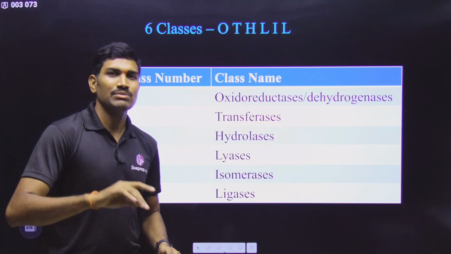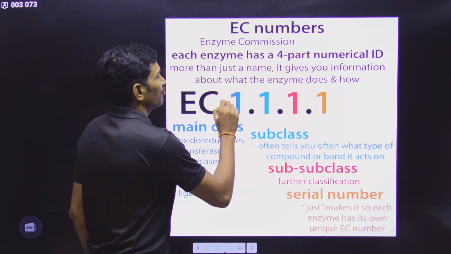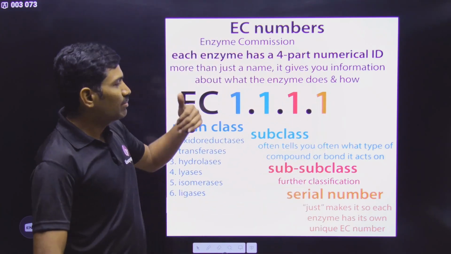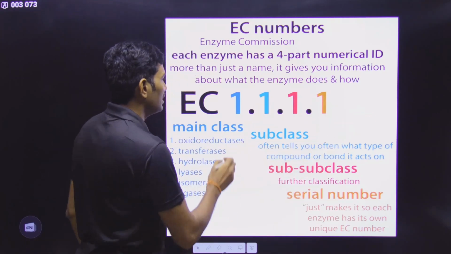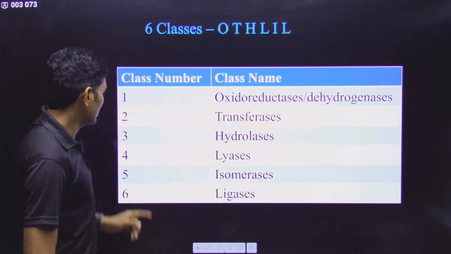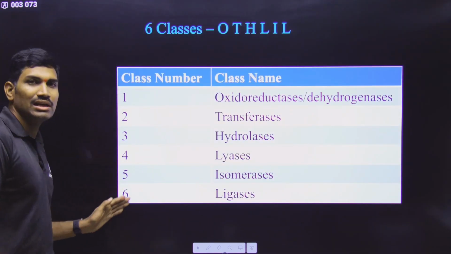Sometimes, to confuse us, they will give EC 4.2.1.5, and ask which class it belongs to. You don't need to worry about this. Here they give 4. So what is number 4? It is lyases. In this way, you just focus on only the first digit.